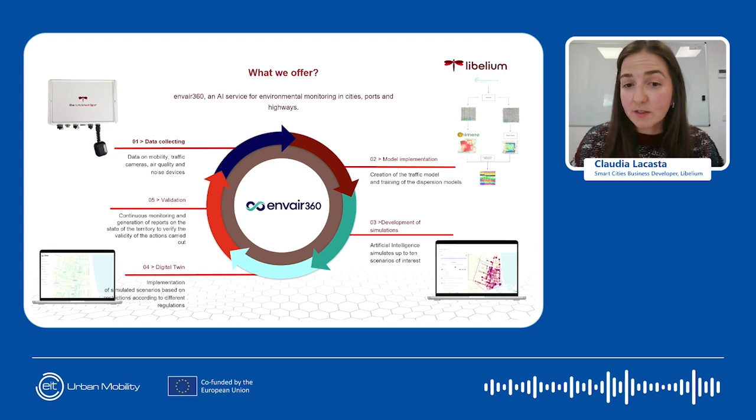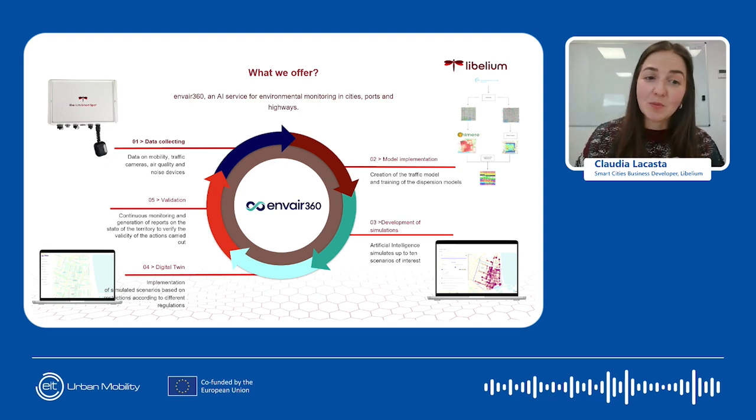And right now there are 10. So for example, limiting access to only residents, limiting the entry hours to delivery services, and so on. And we will be seeing in this digital twin how the air quality in a certain area will be improving or not with these measures.